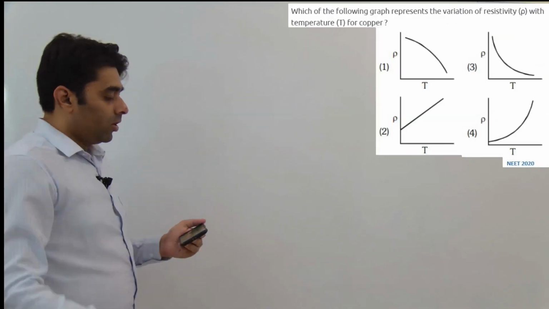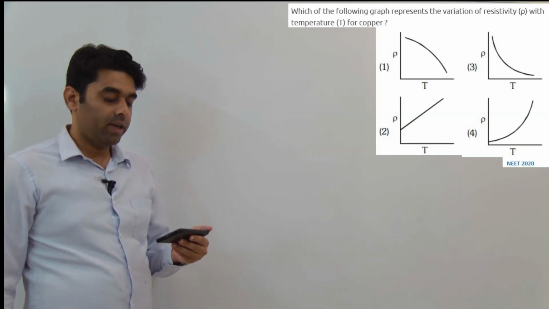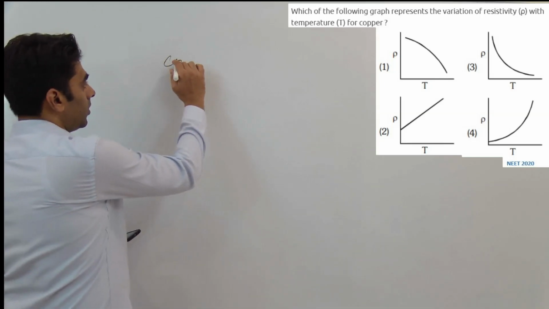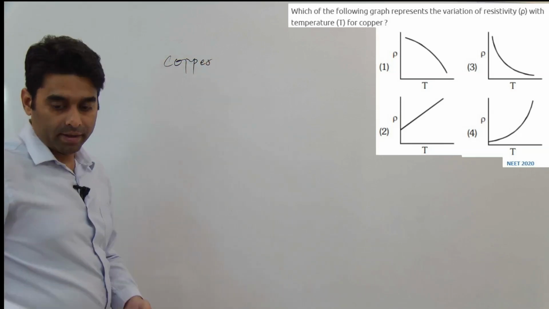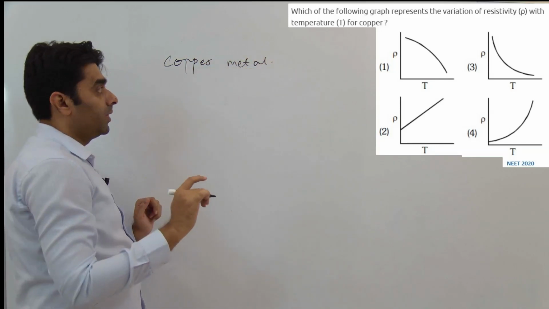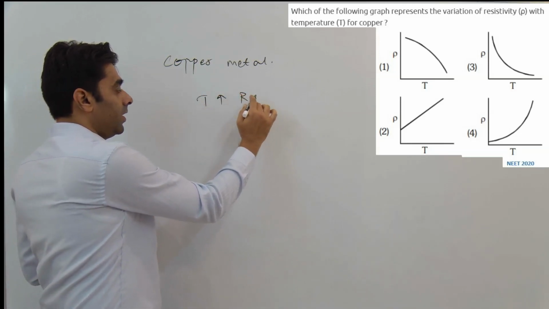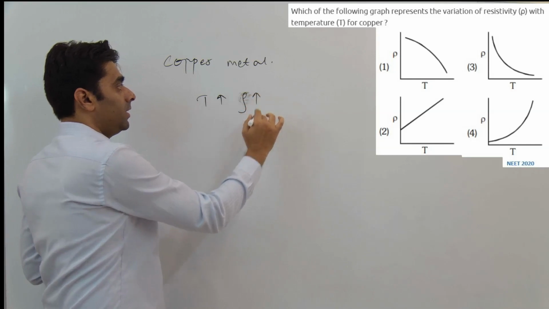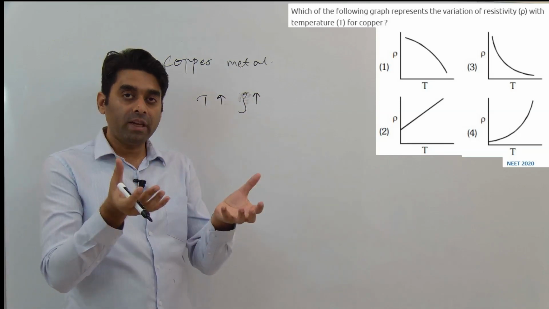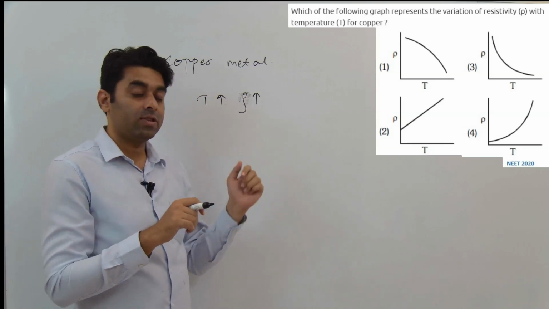So the question is, which of the following graphs represents the value of resistivity with temperature for copper metal? Copper is a metal, and we know that resistivity increases as temperature increases, because the collisions will be more frequent. That's why the relaxation time decreases, and due to that the resistivity increases.